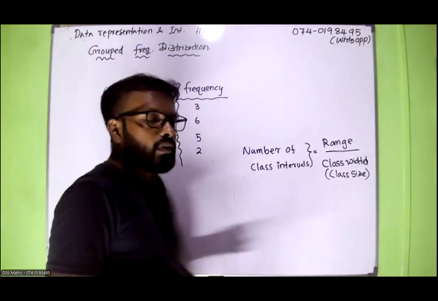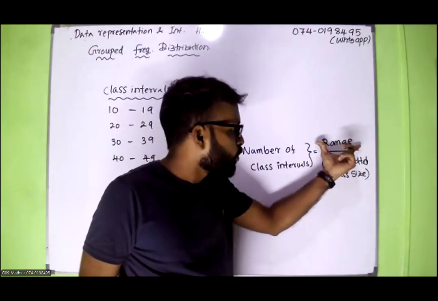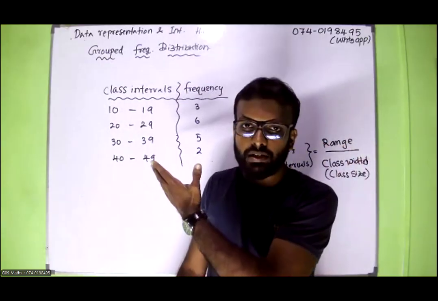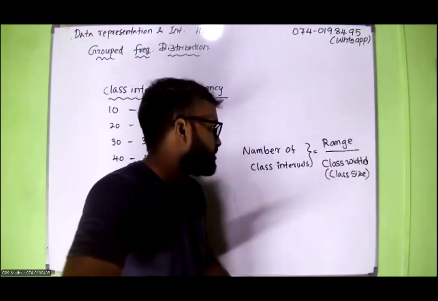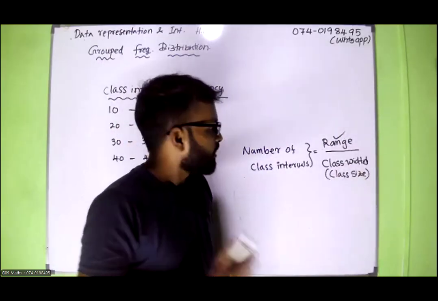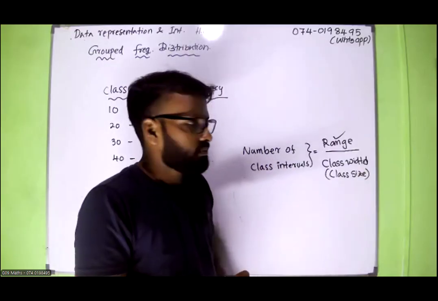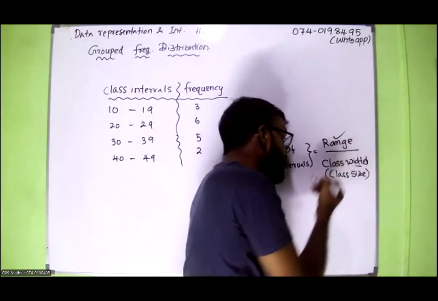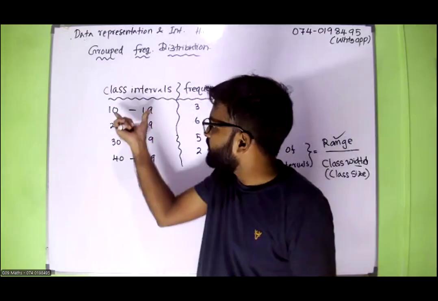So if you have been given the class width, you know how to find the range by looking at the data set. Right? This is okay, you can do that. They should give the class interval, so they should give the class width or the class size. The class size is called this.